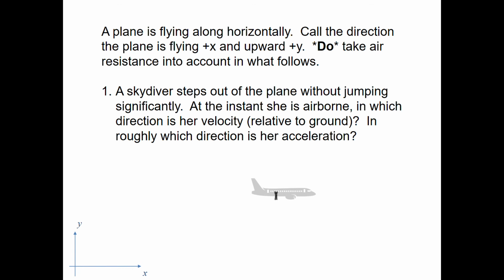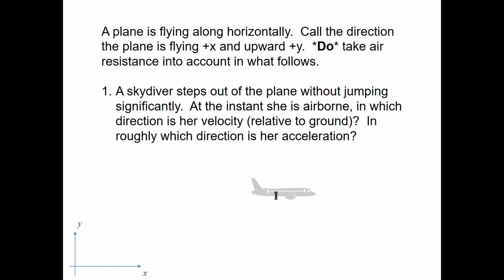Now this plane is going really fast, and if you step out of the door of a plane, you're going to feel a huge blast of wind in the face, even if you don't jump at all. If you just as gently as you can step off the edge of the plane, you're going to be blasted by the wind going by you. So, at the instant she is airborne, in which direction is her velocity relative to the ground, and in roughly which direction is her acceleration? Acceleration is the direction in which her velocity is changing.